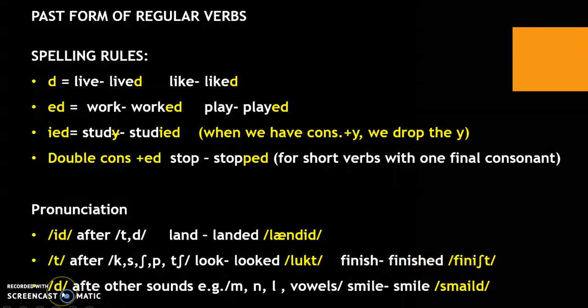We pronounce D after other sounds. For example, M, N, L, vowels. In the case of smile, the past is smiled.